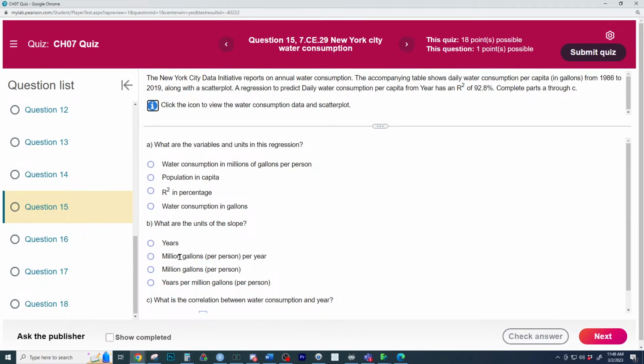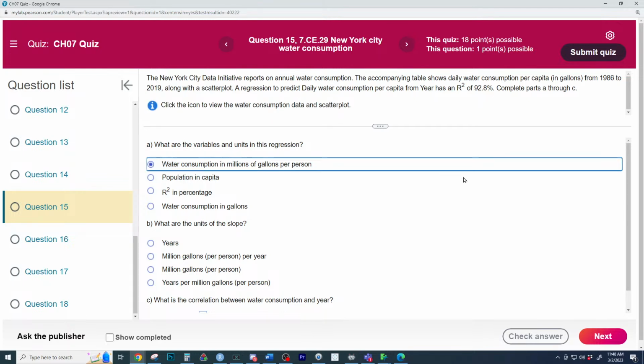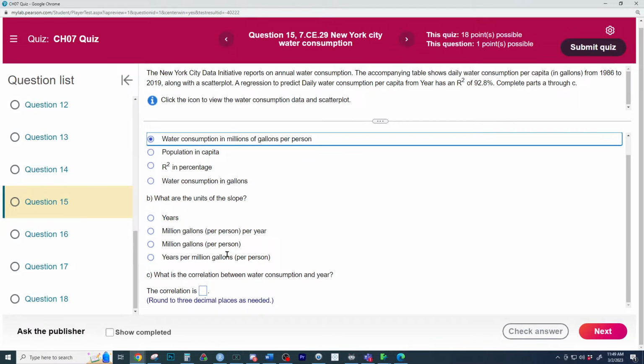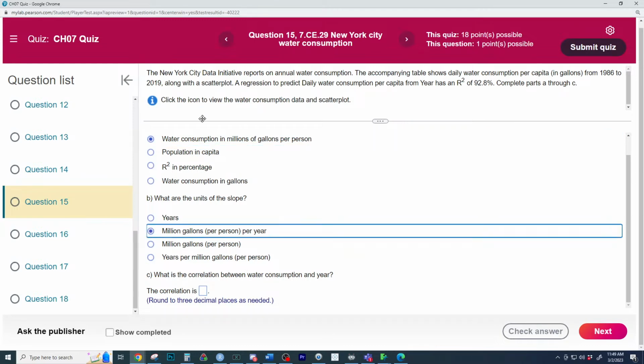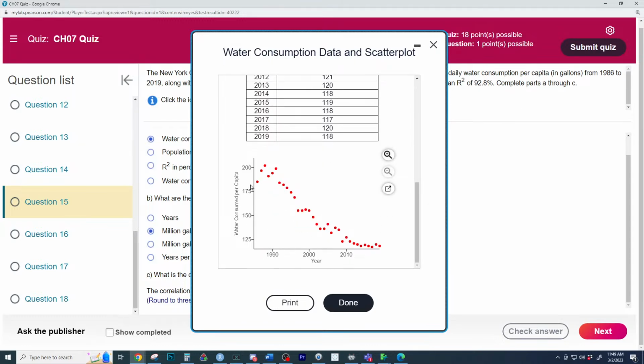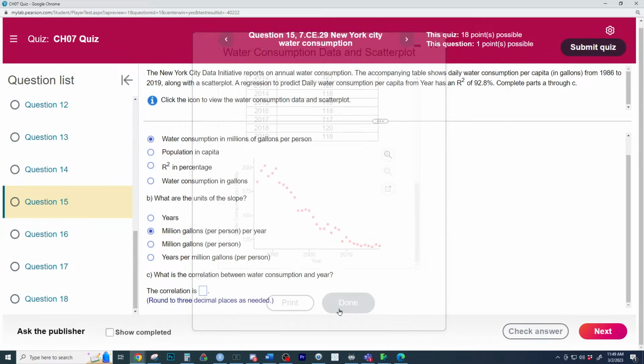What are the variables in the regression? Water consumption in millions of gallons per person. Like what's the X and the Y? What are the units of the slope? Oh gosh, very, very mathy. Oh, they're not even going to get into the nonlinear relationship? Okay. But they are going to have you solve for correlation, which is a good find right here. So the units of slope is for each additional year, millions of gallons per person per year. For each additional year, we expect water consumption to decrease by this amount.